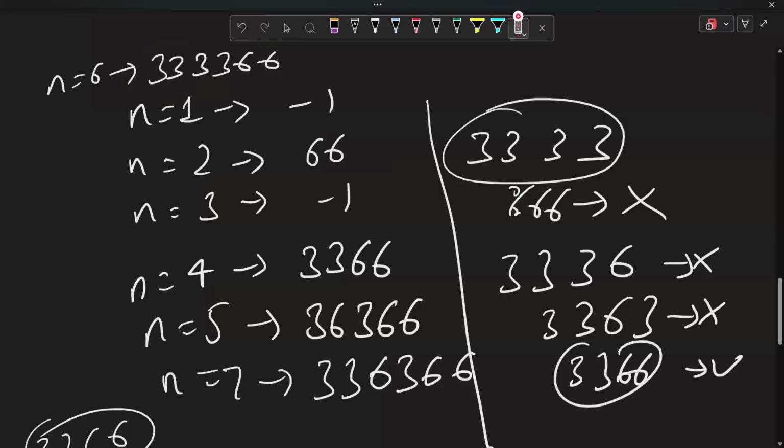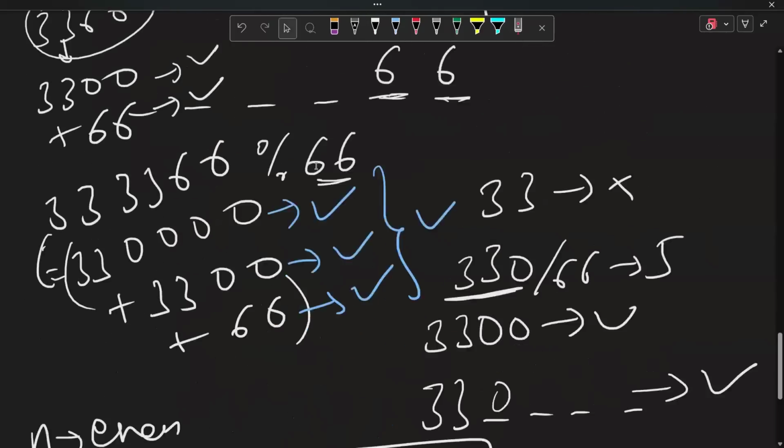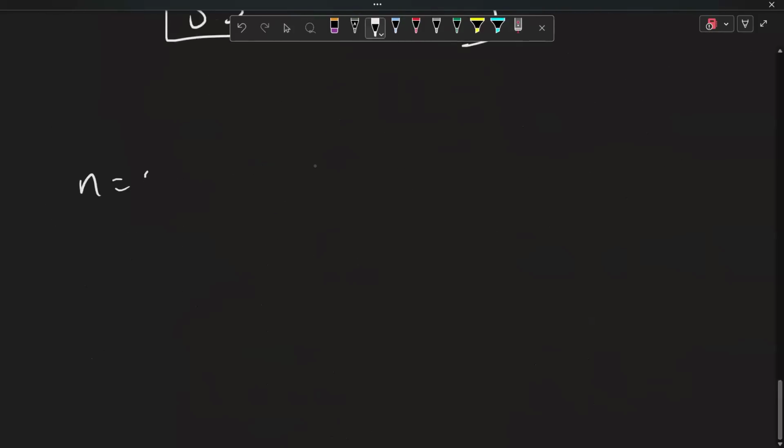Now what about the odd case? If you look at n equal to 5, for the odd case, if you try the same theory as for the even case, at the end you need 6 6. So before that, just place 3 3 3.